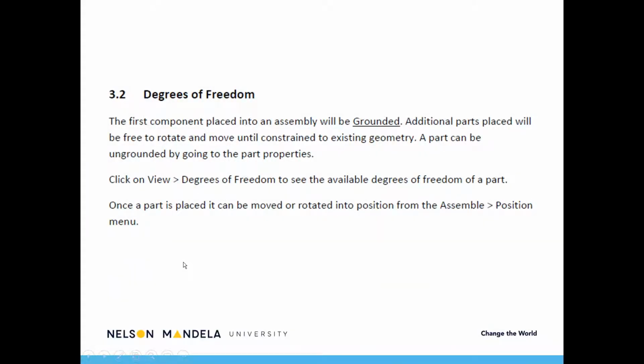Second topic is the degrees of freedom. What it means is basically how the parts move and rotate relative to each other. So what we will do is the first component that we place on the assembly, we will ground that one. It's going to be our fixed component, and then the additional parts will be placed, and then they will rotate and move with respect to the grounded component.